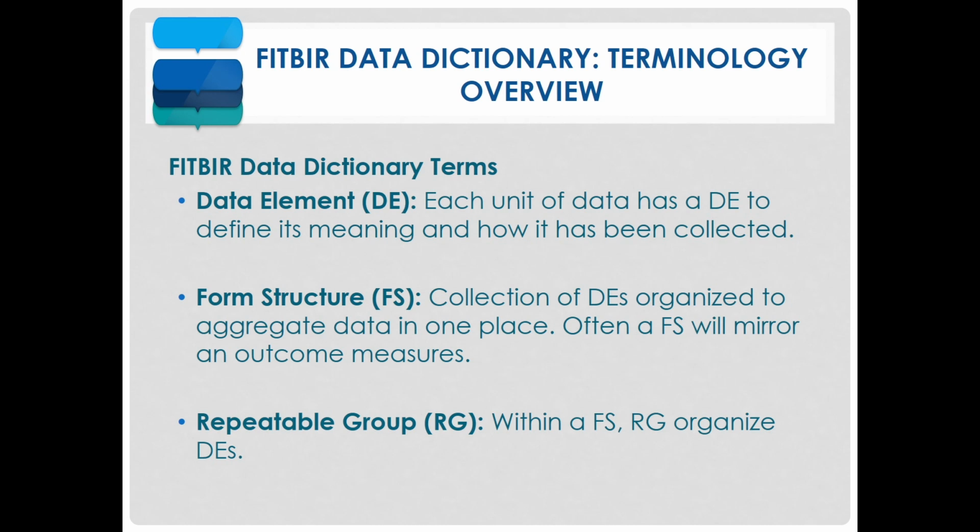Now we will review some key terms, starting with data element. A data element is essentially a representation of a feature on your CRF that you are attempting to capture. Other key terms that we will review are form structures, which are comprised of data elements, and repeatable groups, which organize form structures.